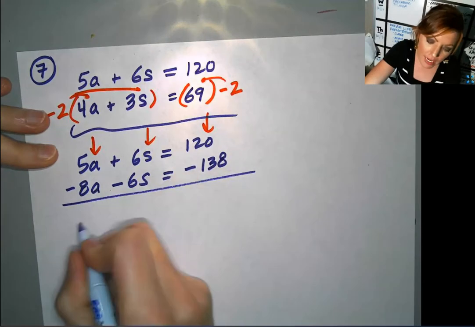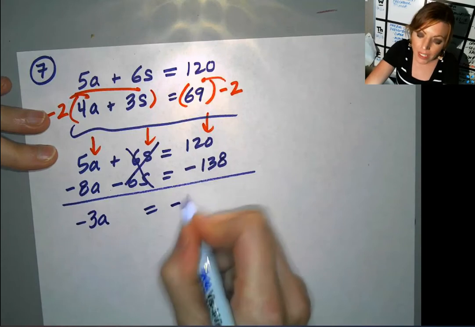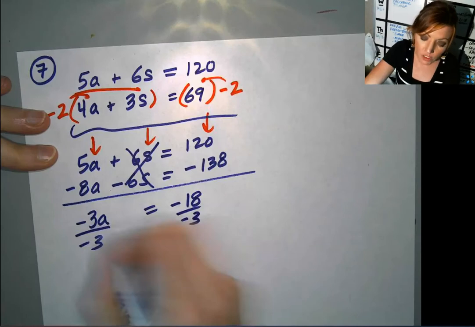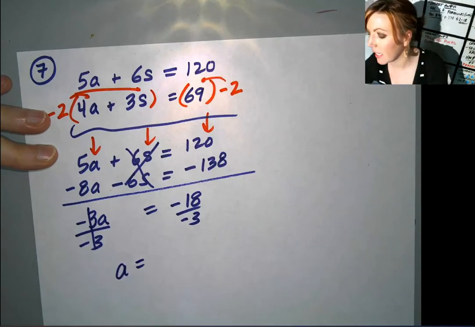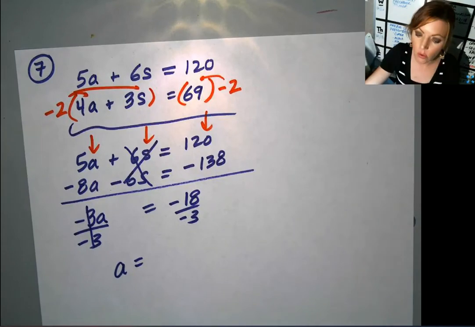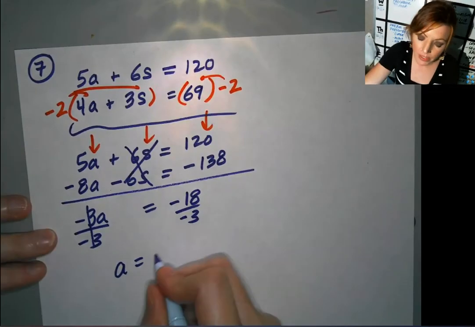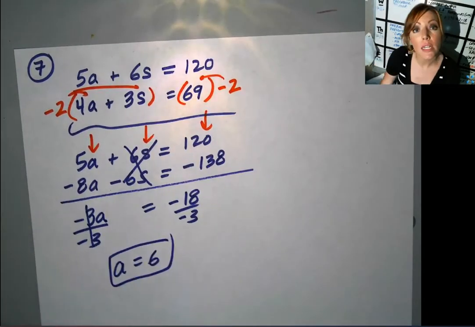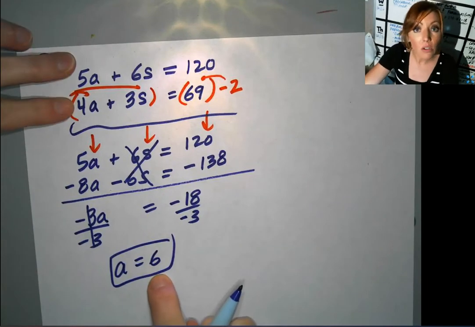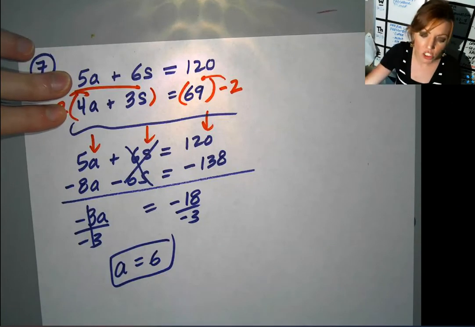So now, if we were to add these two equations together, we get 5a minus 8a is -3a. The s's cancel out. 120 minus 138 is -18. And then we can divide by -3. What are we trying to find here? Find the price of an adult ticket and the price of a student ticket. Okay, so we find that the adult ticket ends up being $6 because 18 divided by 3 is 6. Just like we did in the last problem, now that we have that a is $6, we can plug it back into either of the equations to find the cost of the student tickets, which is s.